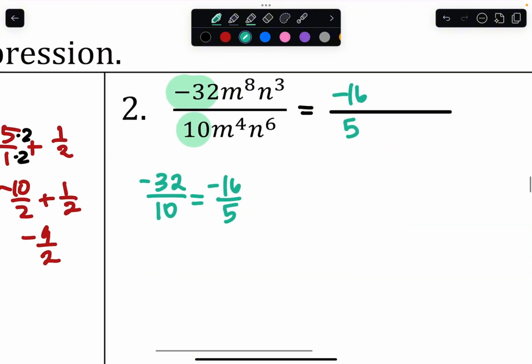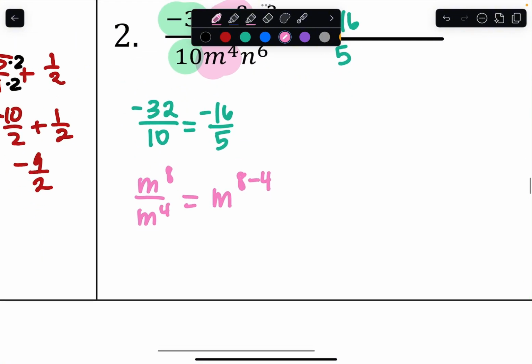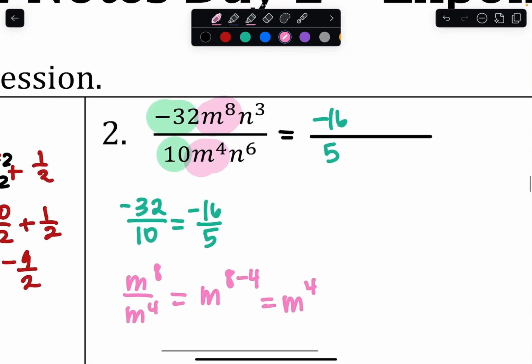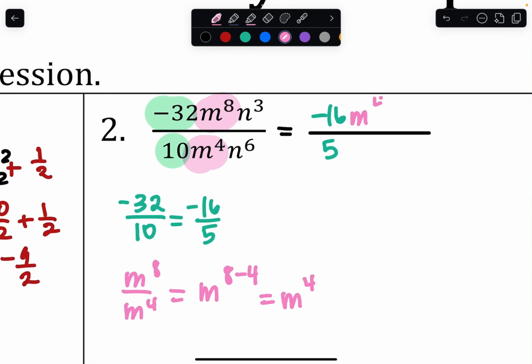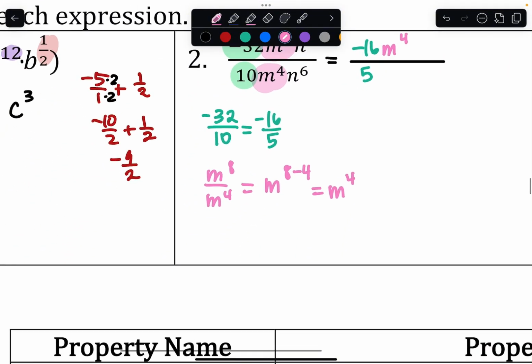Next, we're looking at the m's. And so m to the 8th over m to the 4th. This is where we use the rule of subtraction. So 8 minus the 4, top minus the bottom. And that gives me m to the 4th. That is a positive exponent. So m to the 4th would be written on top.